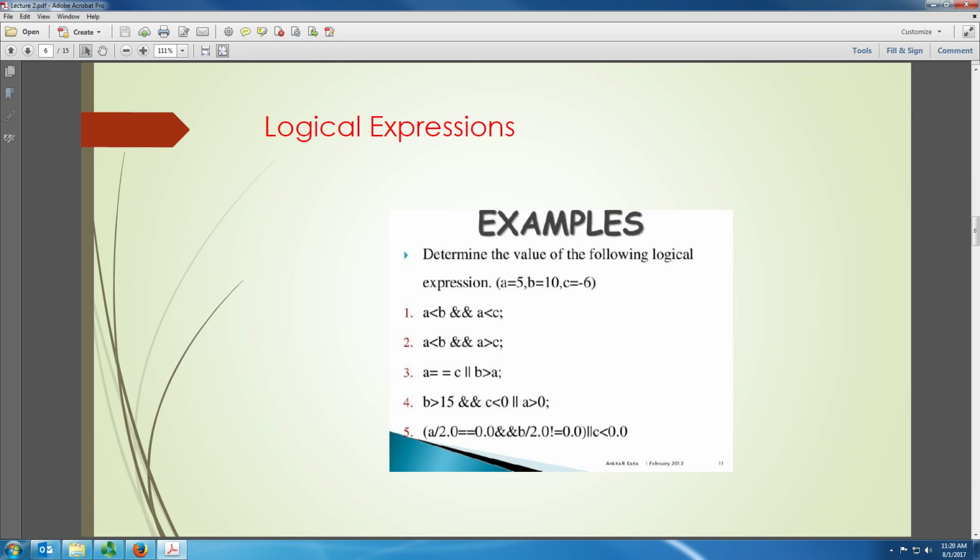And A is less than C, which is not the case in this particular example because minus 6 is less than A. So you have the next expression, which is A is less than B and A is greater than C. So that's correct in this particular example. So there are different ways in which a logical expression could express a few things mathematically.